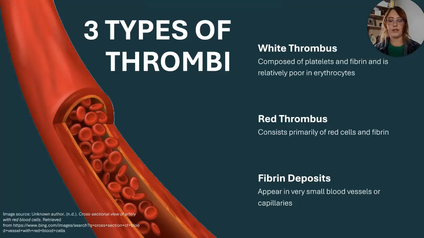They resemble the clot formed in a test tube and may form in vivo in areas of slowed blood flow or stasis, such as veins, with or without injury. Lastly, we have fibrin deposits, which appear in very small blood vessels or capillaries.